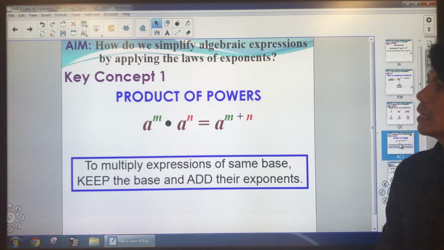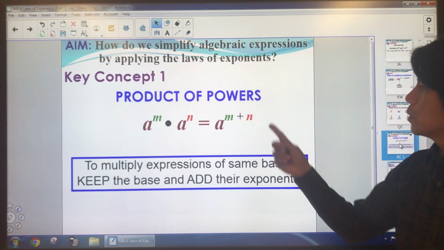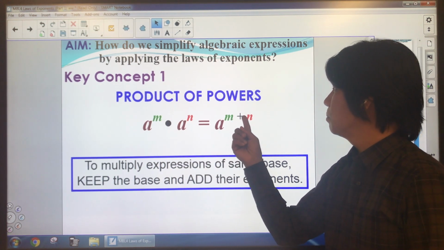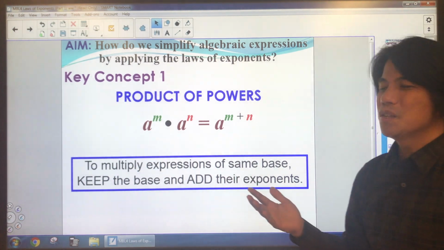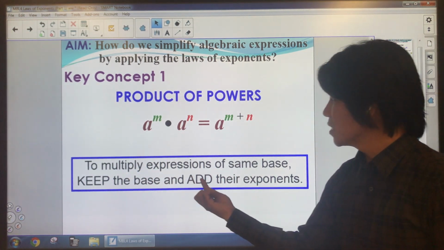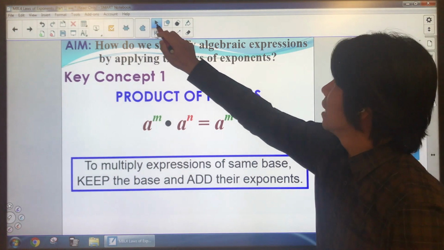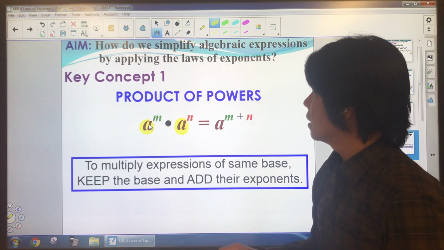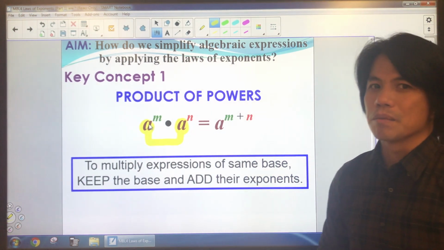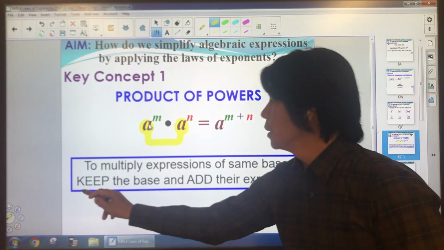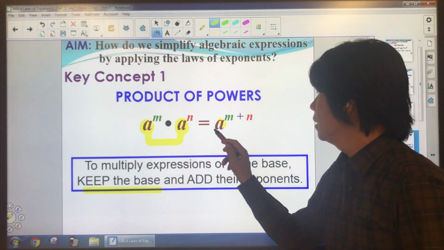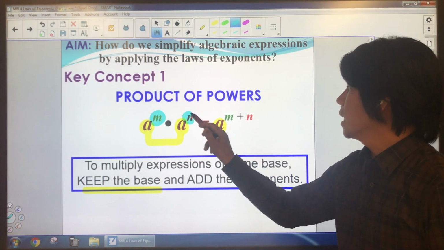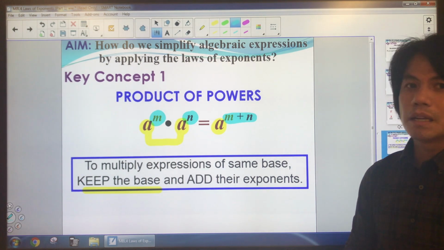Now let's go to the first key concept, the product of powers. So a to the m times a to the n equals a to the m plus n. What does it mean? It says to multiply expressions of the same base. Take a look. A here is the base and another base here, and they are exactly the same, right? What do we do? We keep the base right here and add their exponents, m plus n. So you just simply add them up.